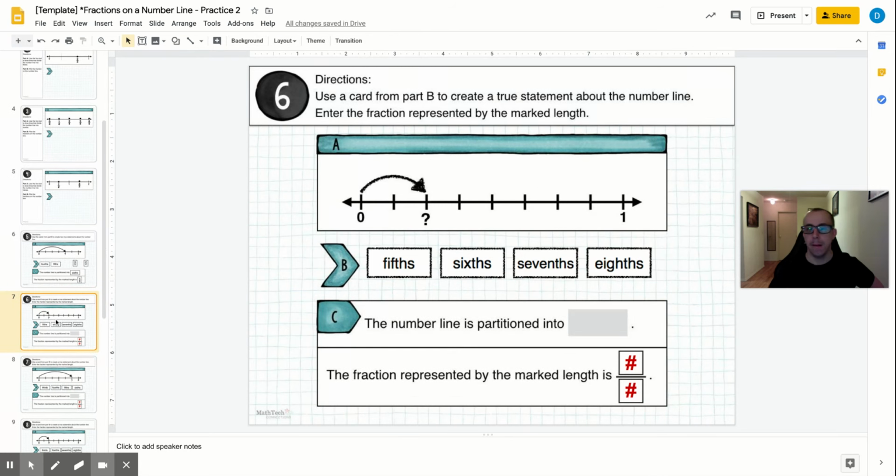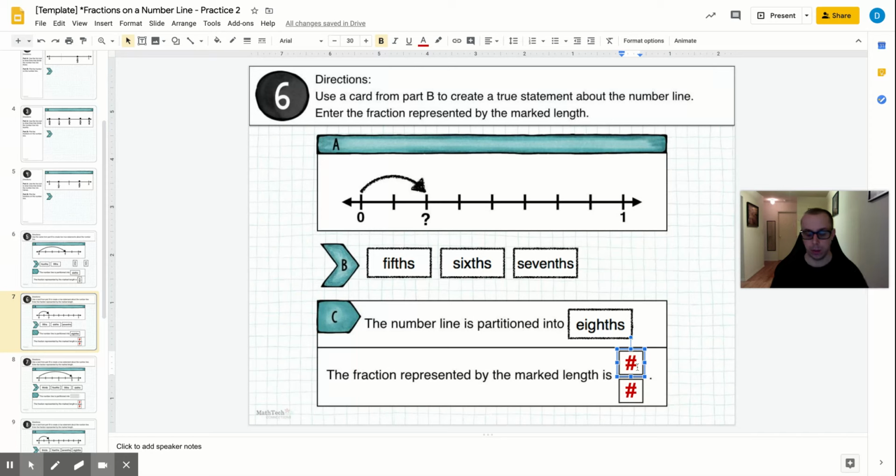Okay. Again, we need to decide the number of parts. So let's begin counting. Between 0 and 1, always identify that 1 first. Where is it? Here it is. 1, 2, 3, 4, 5, 6, 7, 8. We're dealing with eighths. And we see that there are 2 out of the 8, so 2 eighths.